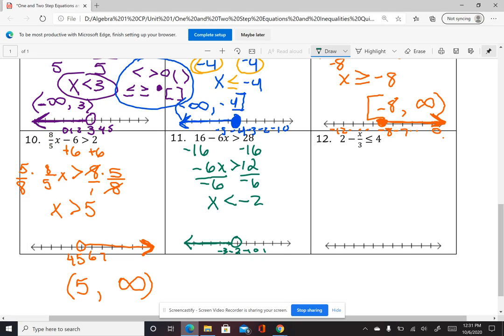And then to write our interval, our infinity's on this side. When it's on the left, it's -infinity. It's an open circle, so it's parentheses on both.